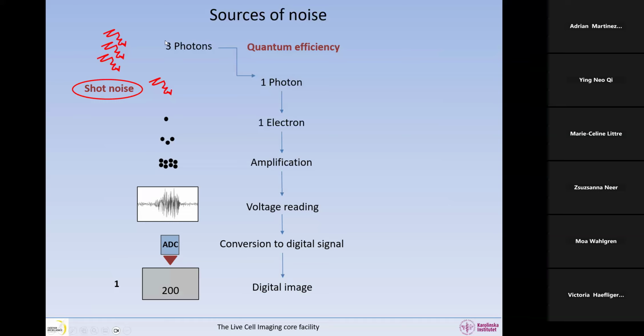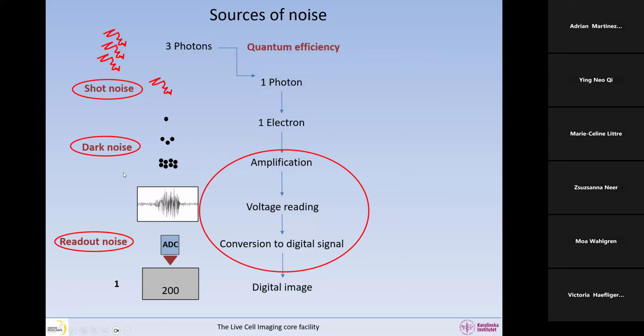So part of the noise is shot noise, and we're going to talk about this. Another part of the noise comes from dark noise, which comes from the amplification. And another part of the noise is the readout noise that comes from this process of amplifying, reading the voltage, and converting. Okay, so these 3 noises have different sources, and therefore we deal with them in a different way. So there's different solutions for them. And what I'm going to tell you now is true for both detectors in single point confocal and cameras.